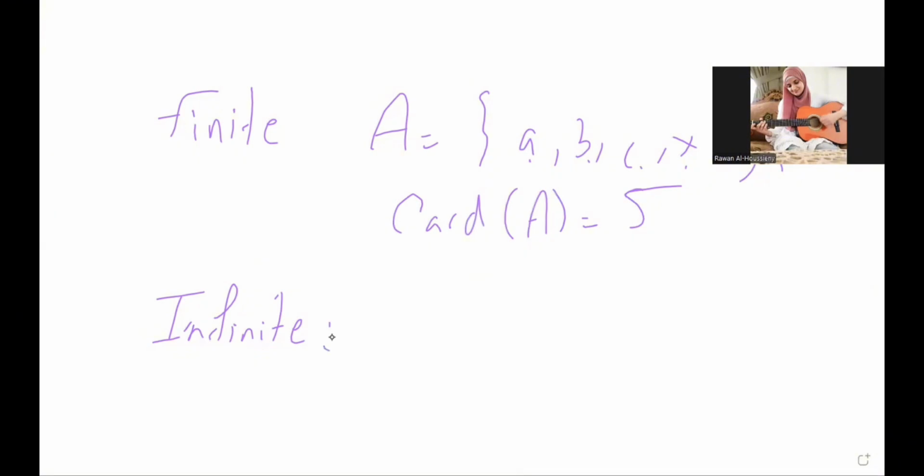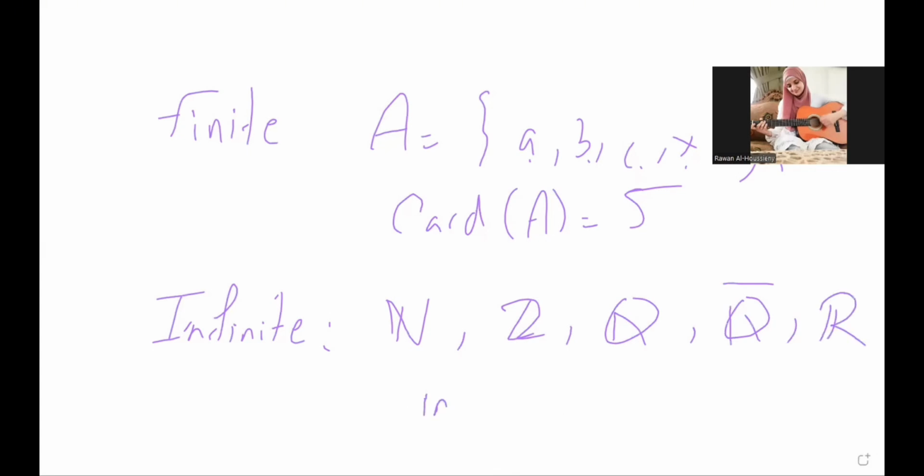Whereas if I say count the numbers that exist in the set N, the set of natural numbers, like we have 0, 1, 2, 3, 4 until infinity, we cannot count the number of elements in such sets. So in this case, we say that it's an infinite set, as long as we are not able to count the number of elements in it. The sets N, Z, Q, and Q bar, also the set R, are all infinite sets, since we cannot count the number of elements in each one.